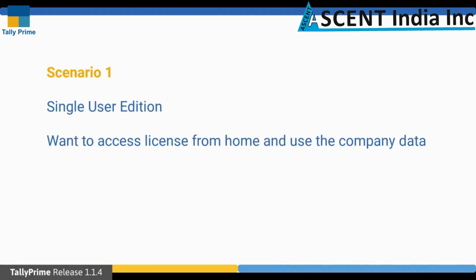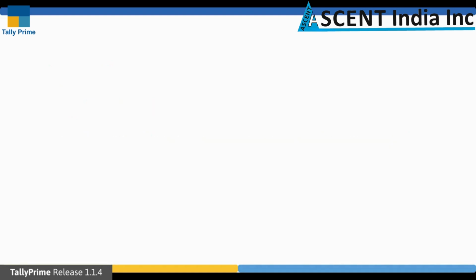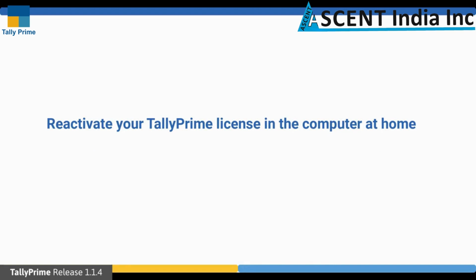Scenario 1. You have a single user edition and want to access the license from a system at home. Also, you want to work on your company data. In this case, you can reactivate your license in the laptop directly and the license will be active. However, this will remove the license from the previous machine where it was active.